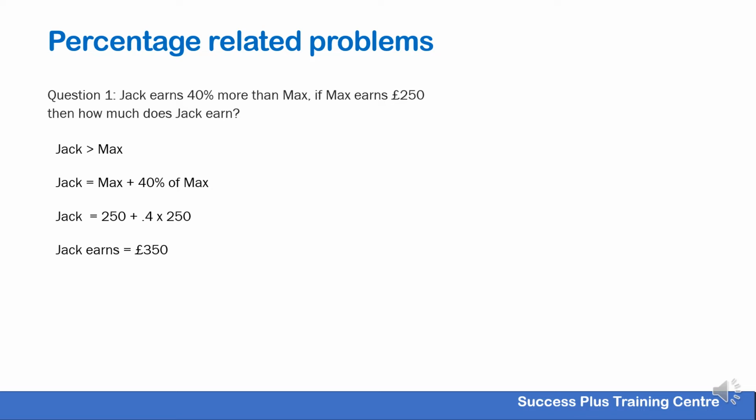Now let's check our answer. £350 is what Jack earns, which should be more than what Max earns. If Max earns £250, £350 is more than £250, which means our answer is correct.